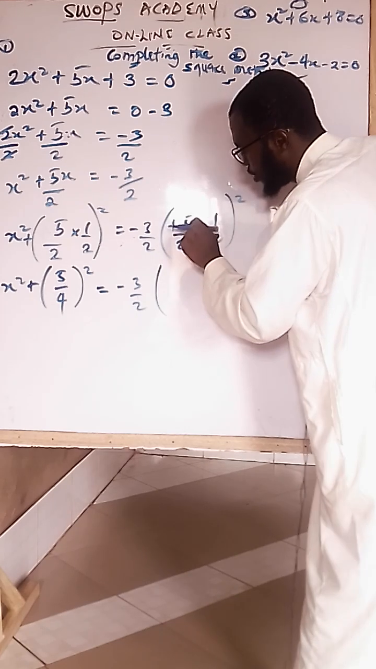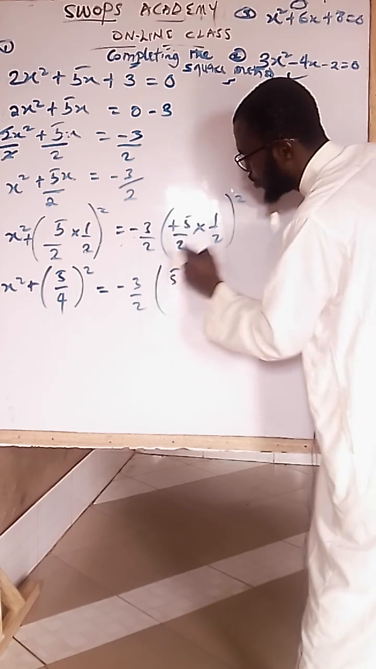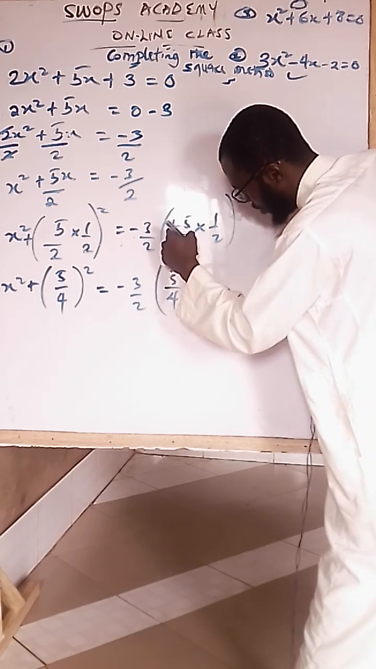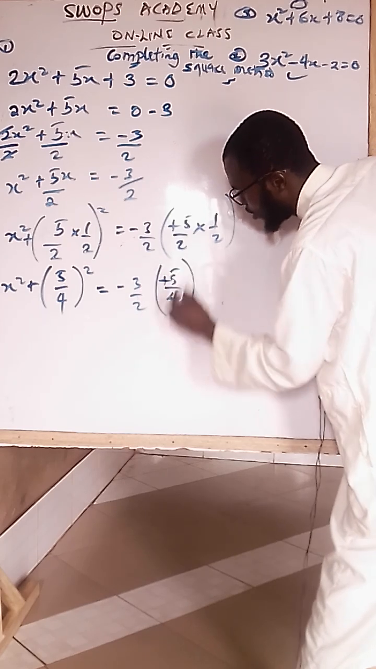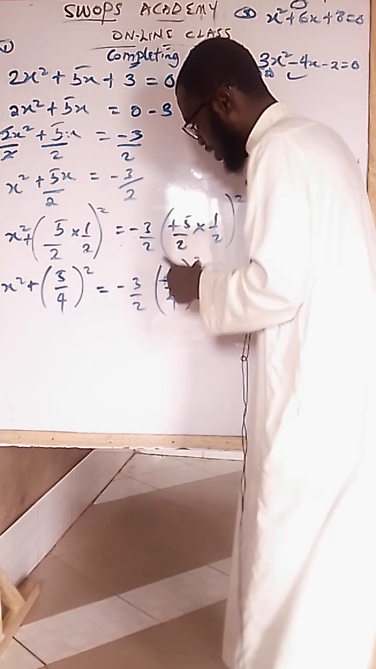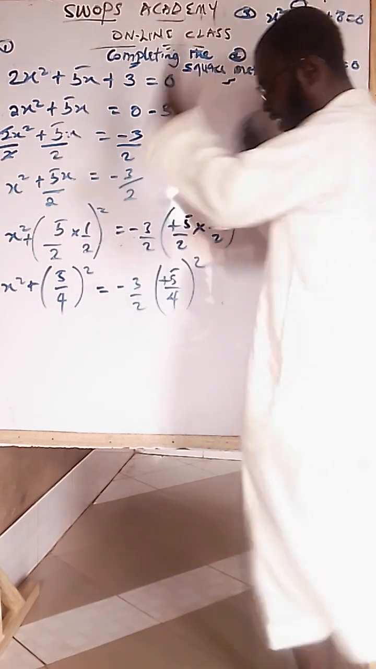This 5 times 1 will give you what? 5. 2 times 2 will give you what? 4. This plus, it is here. All in square. Know that in order to erase this bracket, I can decide to remove this bracket.